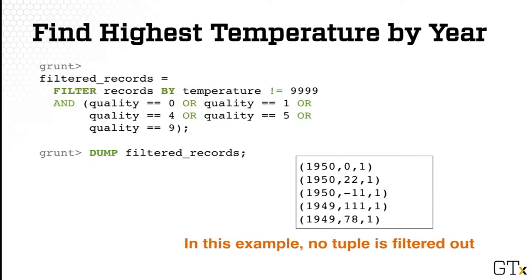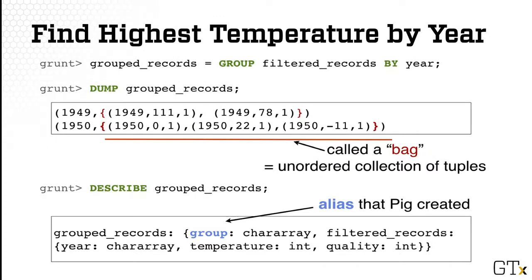Recall that our goal is to find the highest yearly temperature. Eyeballing these records, you would want to pull together all the temperatures for each year. To do that, we will use the group by command, just like in SQL. Here we group filtered records by year and save the results as grouped records.